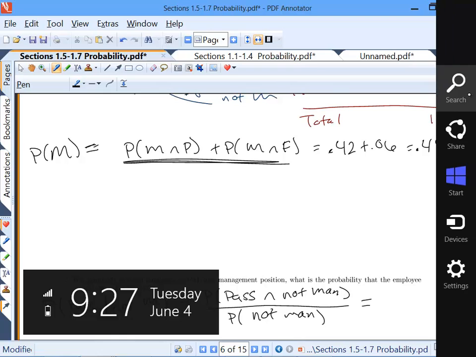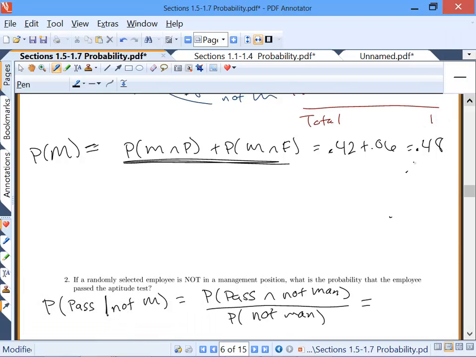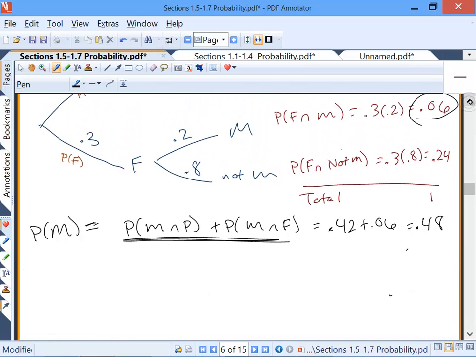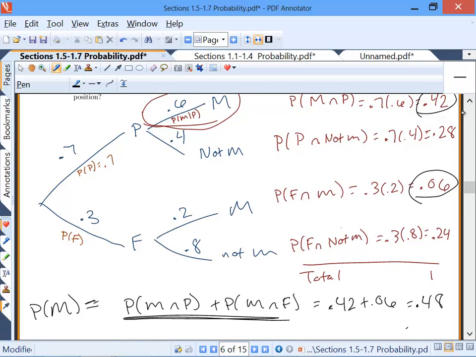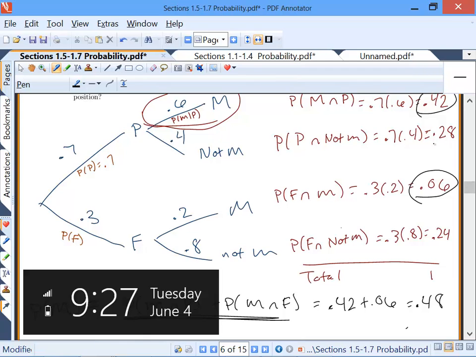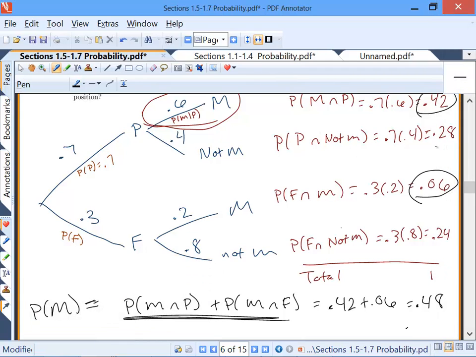Did you see anywhere a probability of pass and not management? Is that right? Pass and not management. Do you see that anywhere? Let's see. Pass and not management is my 0.28. So I found that probability.